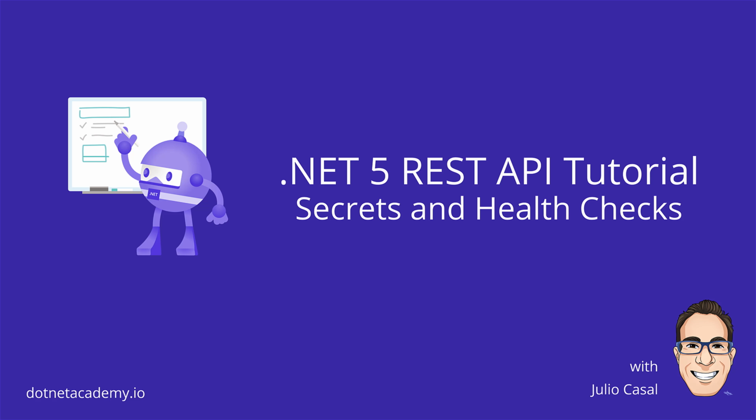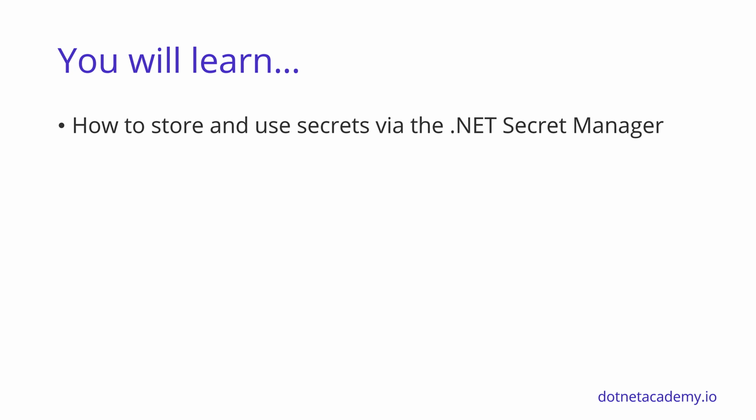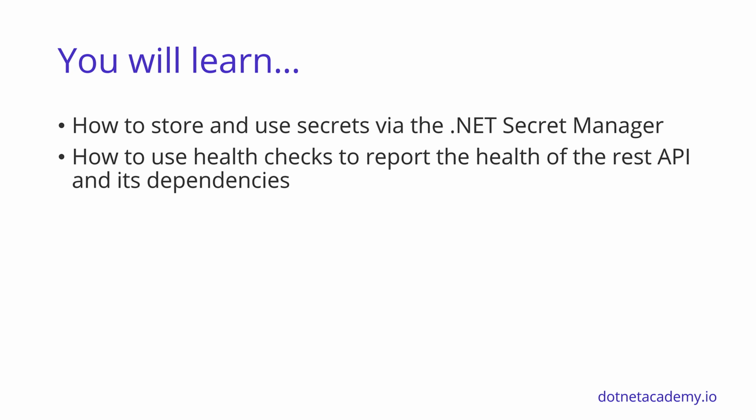In this episode of the .NET 5 REST API tutorial, we will talk about secret management and health checks. We will see how to securely store secrets during development that your REST API can use easily, as with any other piece of configuration. We will also learn about health checks and how they are a great way to report the health of our API. Today you will learn how to store and use secrets via the .NET Secret Manager, and how to use health checks to report the health of the REST API and its dependencies.